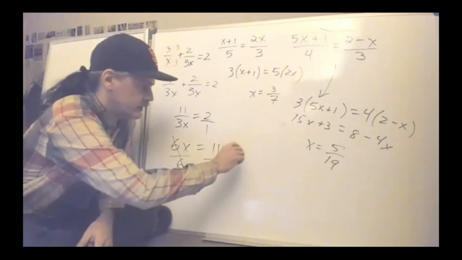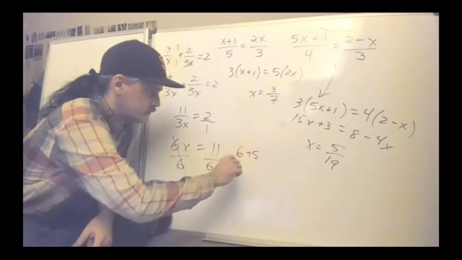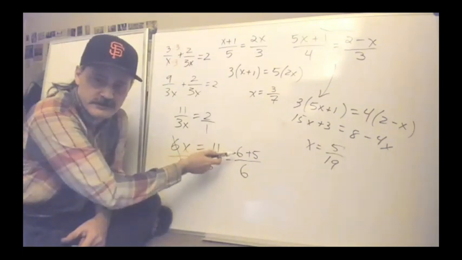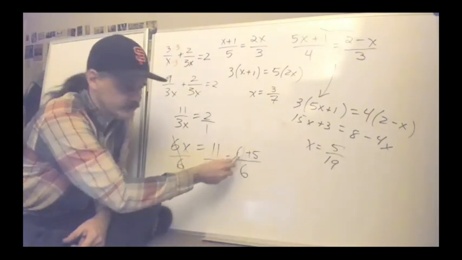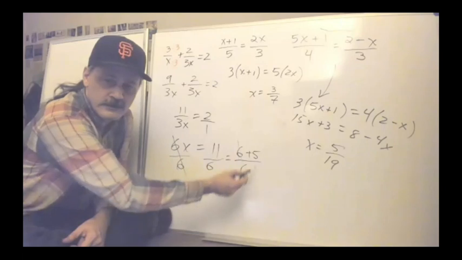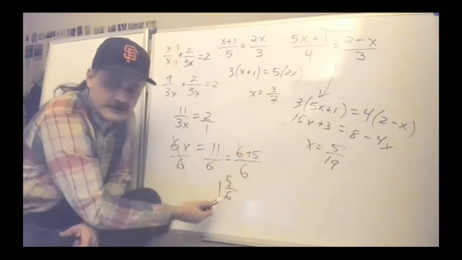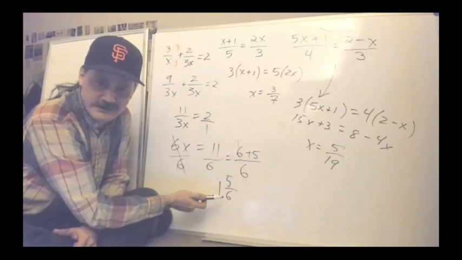All right, and then again, to convert to a mixed numeral, the closest multiple of 6 to 11 is 6, and then you got 5 left over. So we got 1 whole and 5 left over. So 1 and 5 pieces based upon units of 1/6.